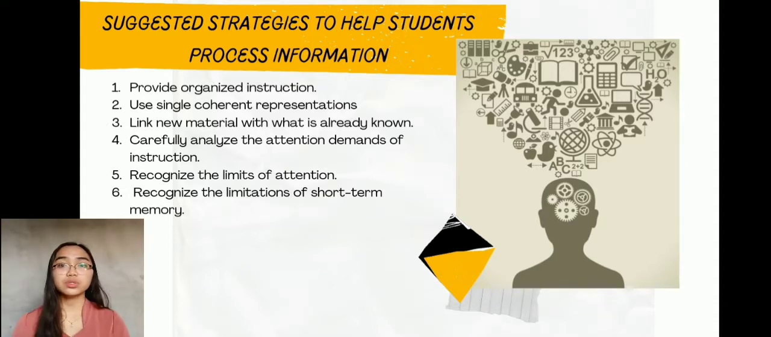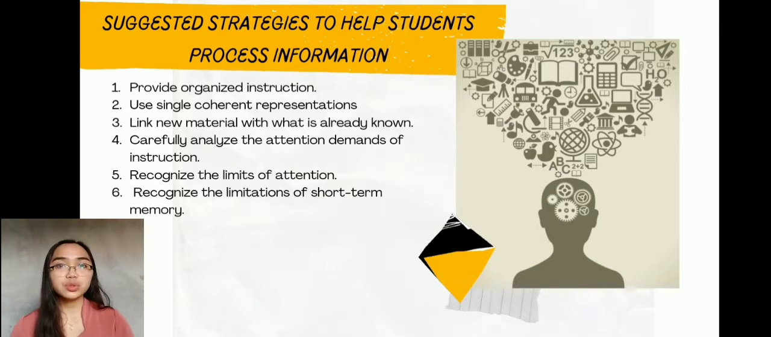So now let's go to number 6. You have to recognize the limitations of short-term memory. You have to apply the concept of chunking. For example, do not present 25 separate items. So you have to make them 5 groups of 5. This means that you have to deliver the new information through categorizing or classifying different concepts or topics and listing them.